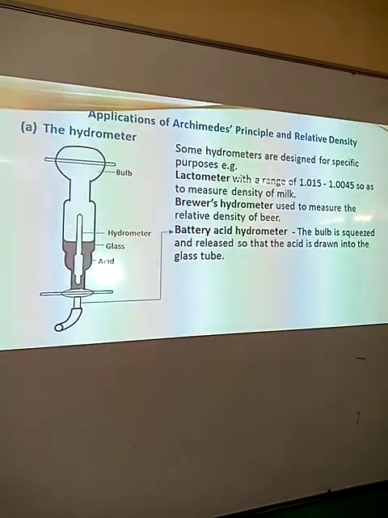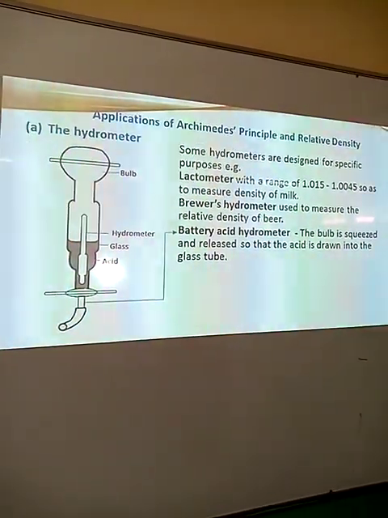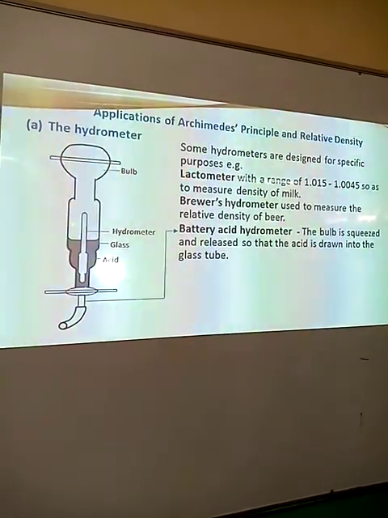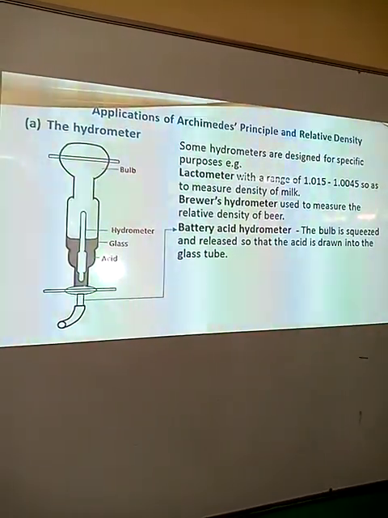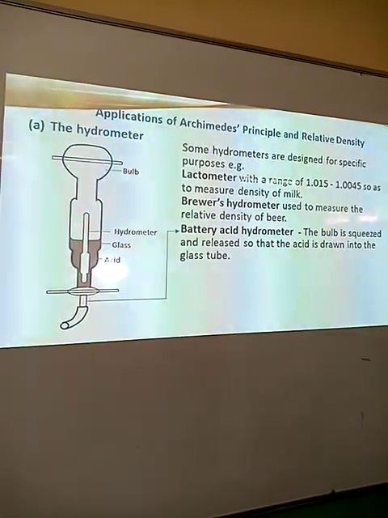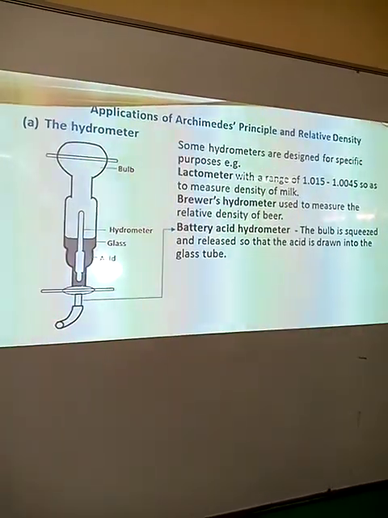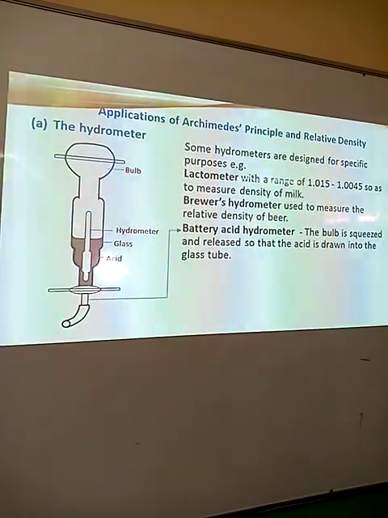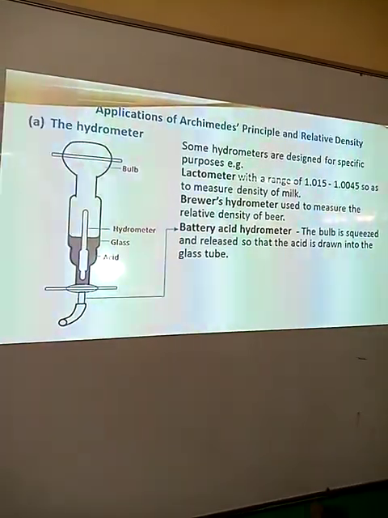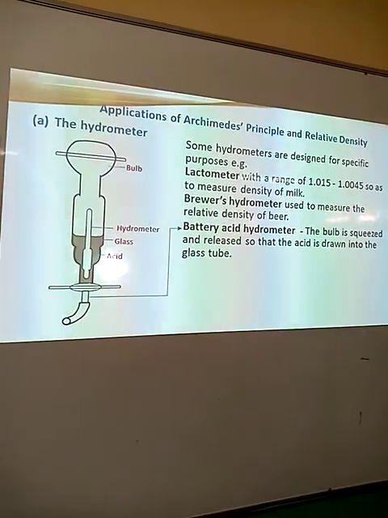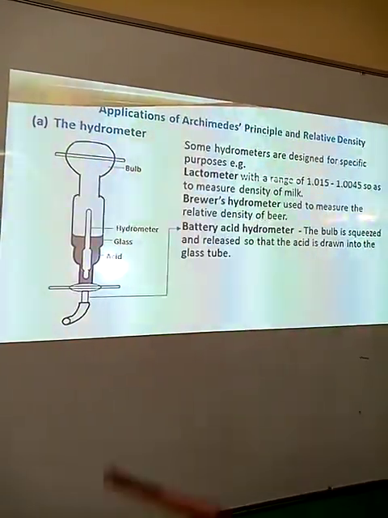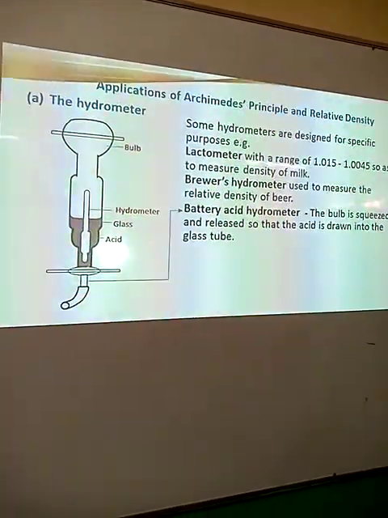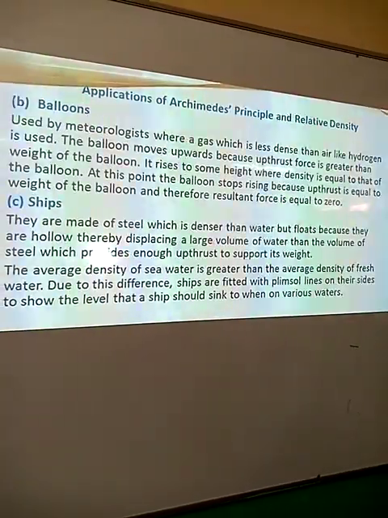This one is used to measure the relative density of sulfuric acid in the car battery. So, under the maintenance of an accumulator, the acid should be topped up when it reaches some level. How do you know that level? You can know by looking at the mark or by using the battery acid hydrometer.